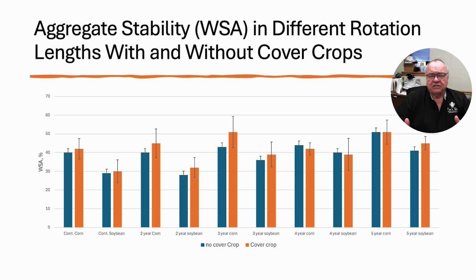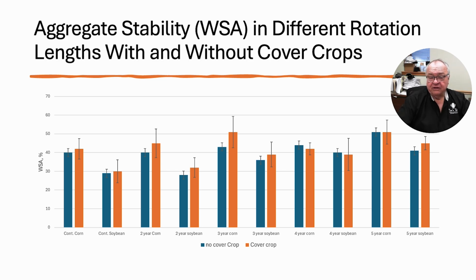So what happens to aggregate stability? Well, blue is no cover crop. The orange is a cover crop, and we have either continuous corn and soybeans, a 2-year, 3-year, 4-year, or a 5-year rotation. And as you can see, first of all, with continuous soybeans, the aggregate stability is less with or without a cover crop. We see a slight improvement with a cover crop, but not a lot. We go to a 2-year rotation, and we do see some benefit from that. Again, with the cover crop, it's greater with soybean, but still does not equal the corn.